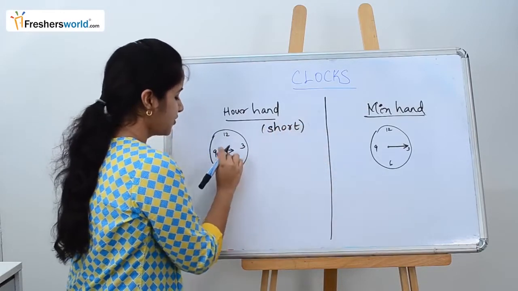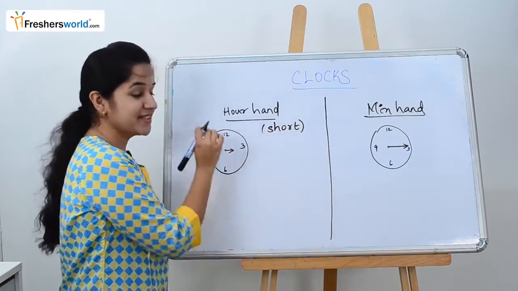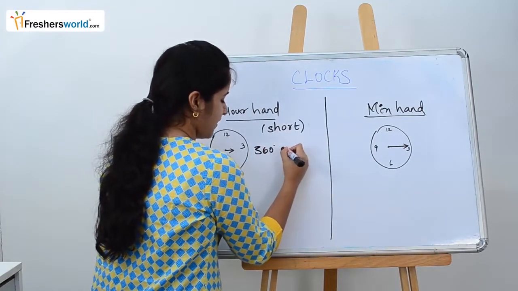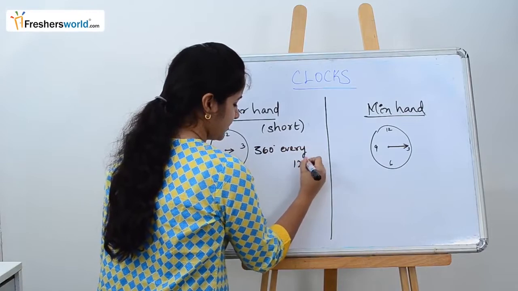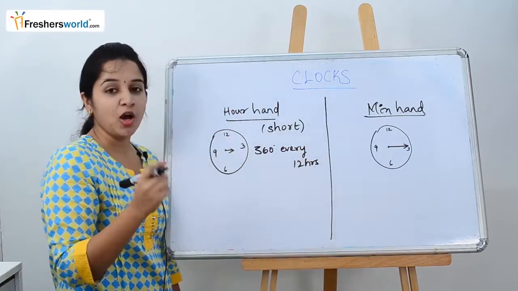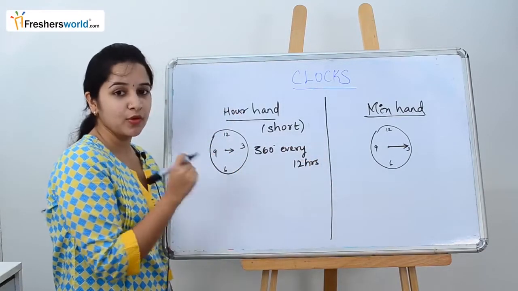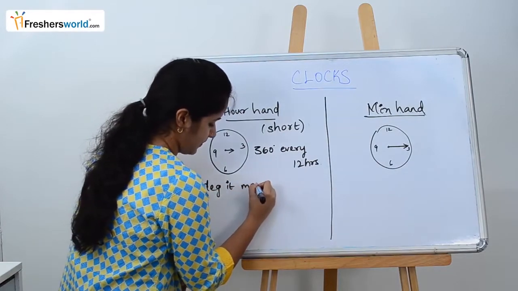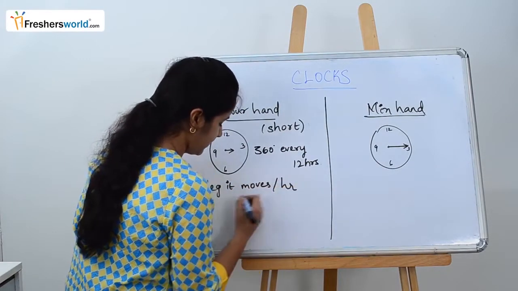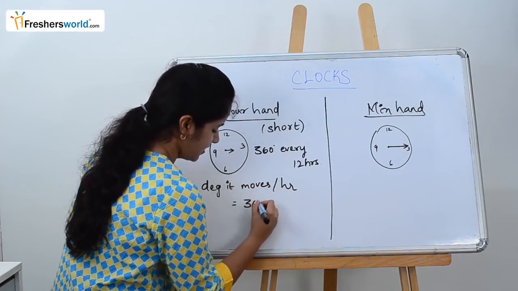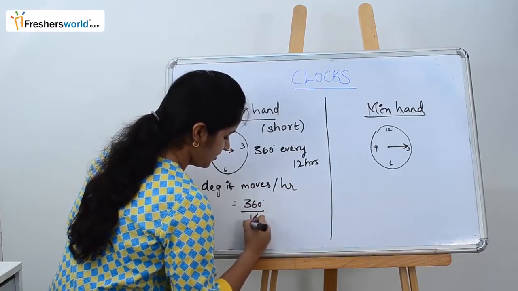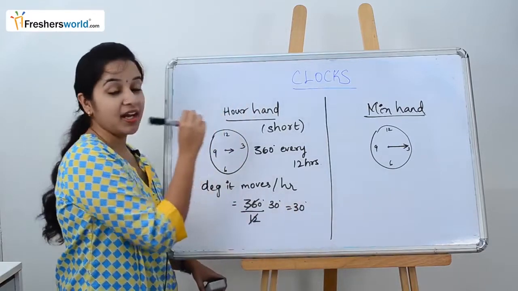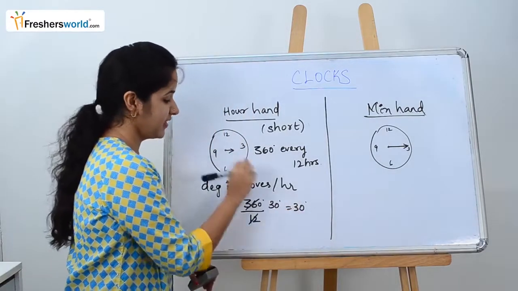The short hand moves 360 degrees for every 12 hours. So we want to know how many degrees it moves per hour. Per hour is equal to 360 divided by 12, which is nothing but 30 degrees. So the hour hand moves 30 degrees per hour.